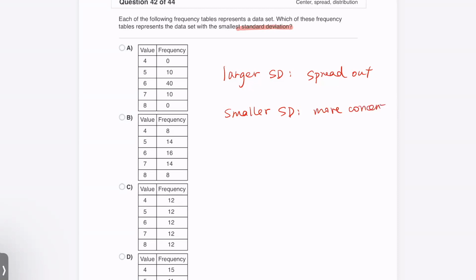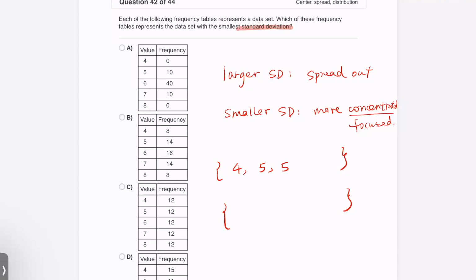For example, if there's an array of numbers, such as 5, 5, 5, 5, 5, that means its standard deviation is virtually nothing because it's all centered around one number. However, if you have a distribution such as 5, 10, 15, 20, 25, 30, then the standard deviation is obviously larger.